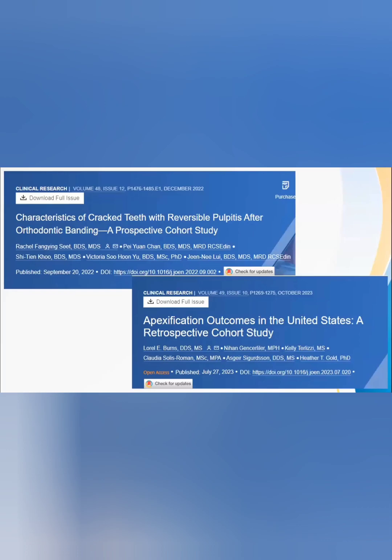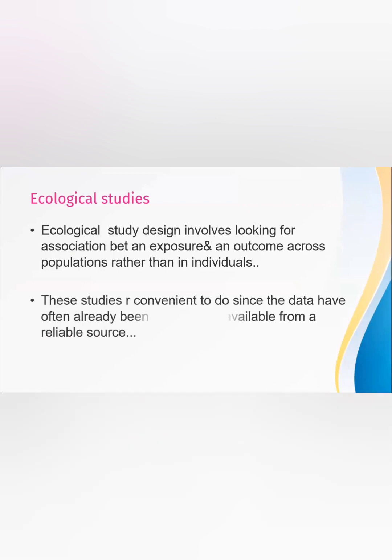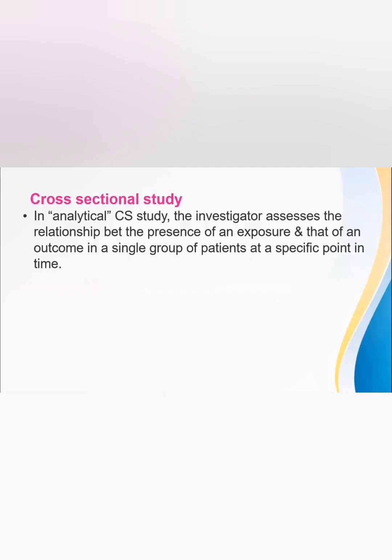Now we will move on to ecological studies. The ecological study design involves looking for association between an exposure and an outcome across populations rather than in individuals. It is also sometimes called correlational studies. These studies are convenient to do since the data have often already been collected and are available from a reliable source. Let us move on to cross-sectional and longitudinal studies.